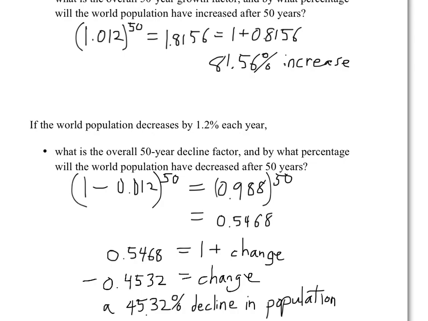So the math is exactly the same in these population examples as it was earlier in the tuition example.